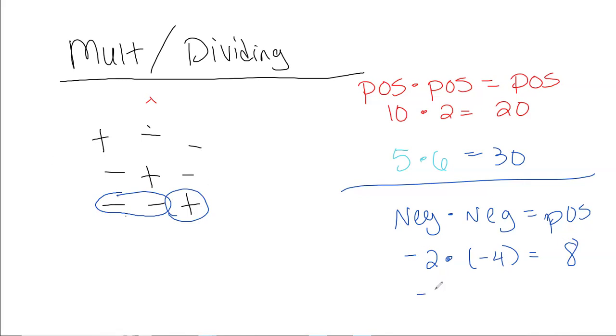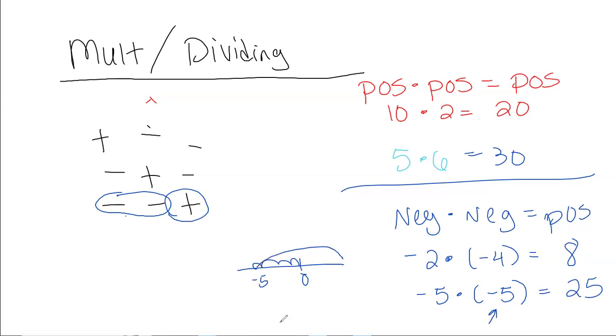Let's do another one. -5 times -5. Just do 5 times 5. 25. The end. Because negative times negative is positive. It's just the rule. Basically, if you were on the number line, that's saying here's 0, go to -5, and then reverse that 5 times. So that would actually reverse you to 5. I know it's weird. Just believe me, negative times negative is positive.